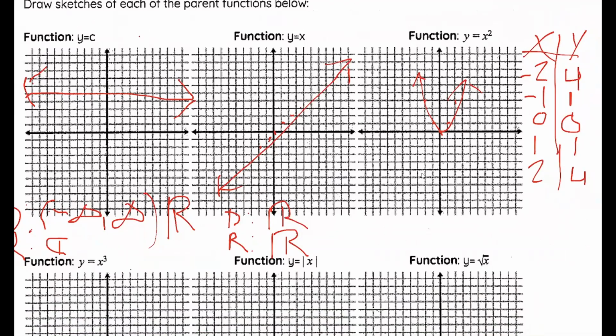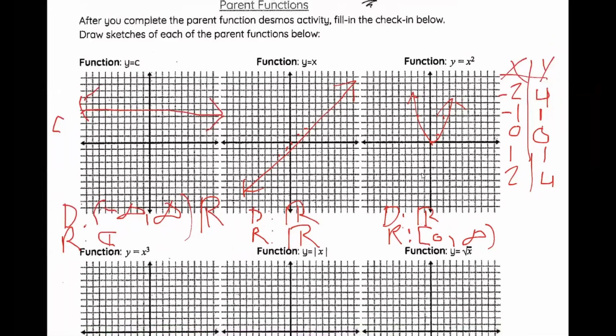Our domain would be all real numbers, because it's going to keep going to the right and keep going to the left. Even if it's growing slowly in those directions, it'll always keep going left and right. So any x squared function is going to have a domain of all real numbers. Our range of our parent function would be from 0 to infinity. But just so you know, when you do some transformations, your range can change. But the domain will never change. But that's just of our parent function.